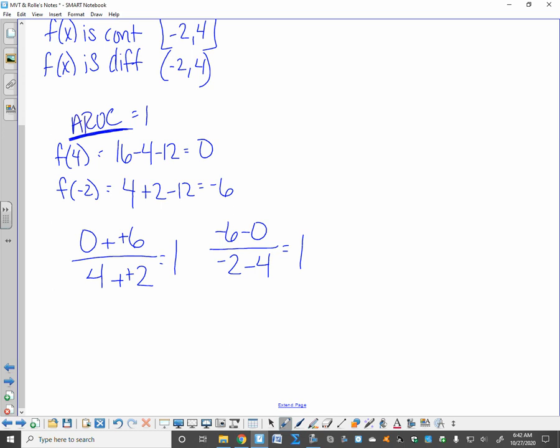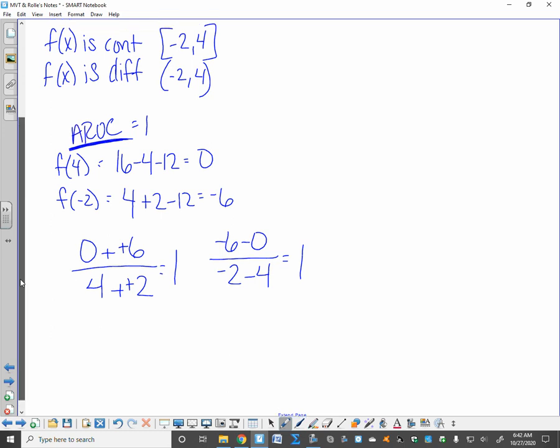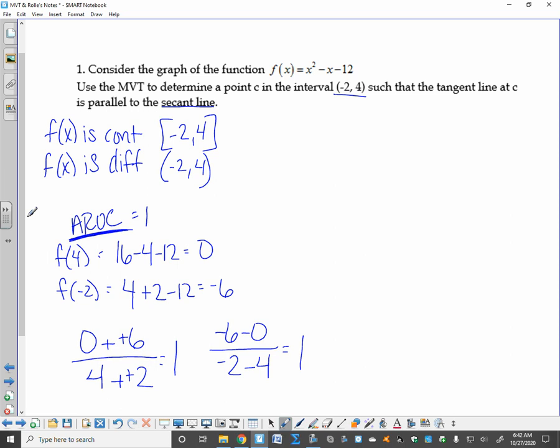AROC is the average rate of change. It is the slope of the secant line. It is your slope. It is the average rate of change. Okay. So now I know what my goal is. My goal is to find the C value such that the slope of the tangent line at C is parallel to the slope of the secant line through the x values -2, 4. Well, I know that the slope through the x values -2, 4 is a 1.